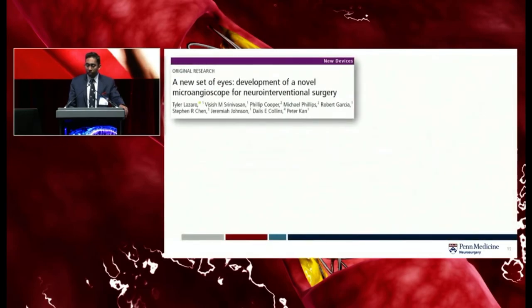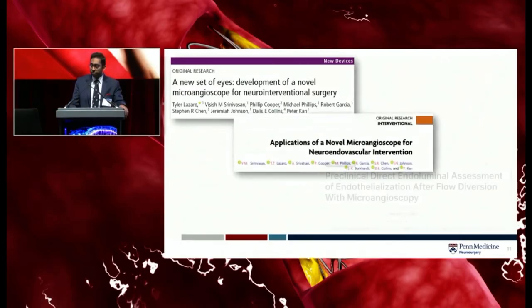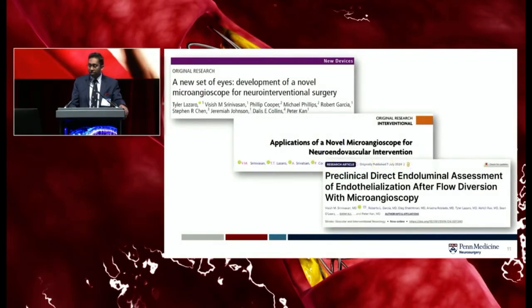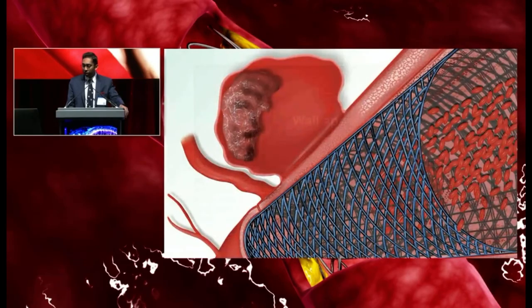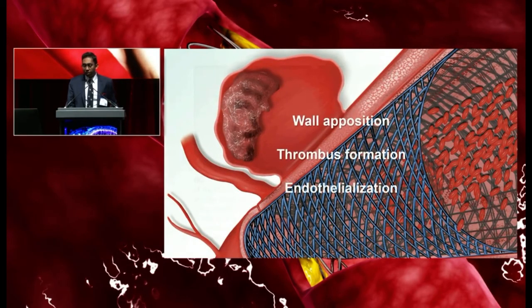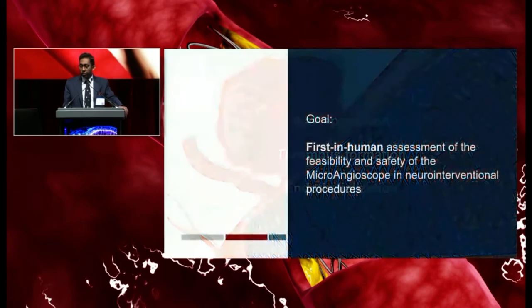In a series of preclinical studies, we've tested this in cadaver models and a variety of animal models as well. And these are the images from some of those prior studies, looking here at a pipeline flow diverter placement in a rabbit model, where we've been able to assess wall apposition, thrombus formation, endothelialization. These are all very interesting, useful clinical endpoints that can guide clinical decision making.